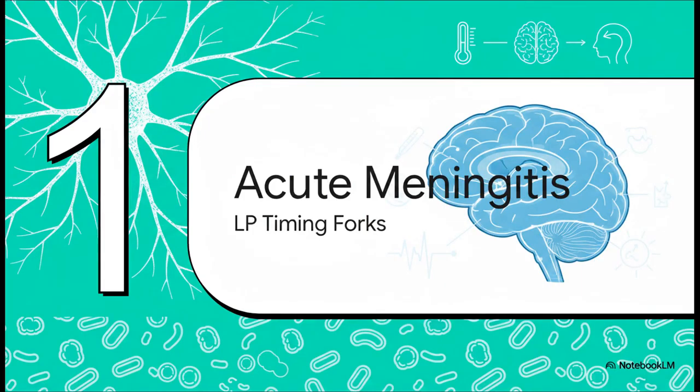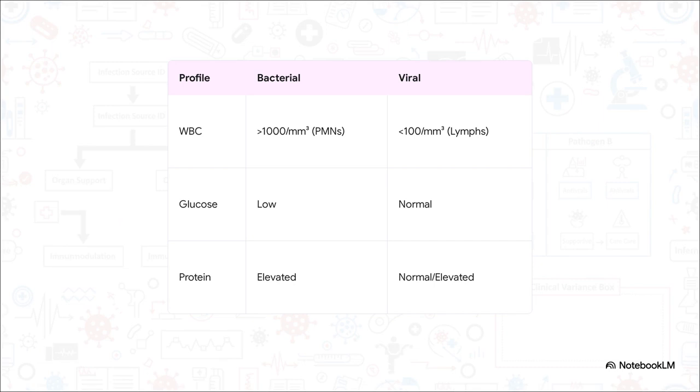Module 1. Acute meningitis stratification and lumbar puncture timing forks. Let's start with the central nervous system. When a patient rolls in with that classic triad of fever, headache, and a stiff neck, your clinical algorithms need to fire instantly. Now, what's absolutely fascinating here is how rapidly these cerebrospinal fluid profiles force a strict binary decision. We're talking about the pivot between bacterial pathogens that demand immediate empirical coverage and supportive aseptic pathways.